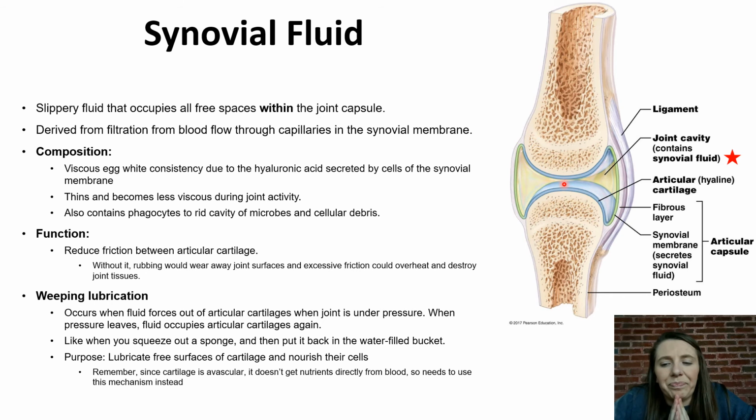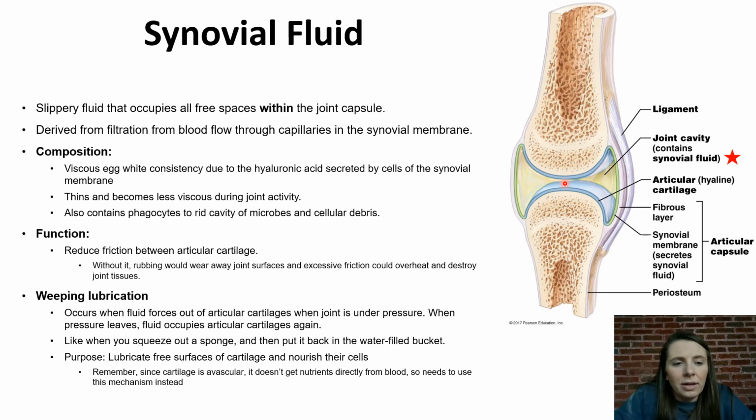Without this fluid, we can imagine that the rubbing together of these articular cartilages, if no fluid was present anywhere, would wear away the surfaces of the joint. And not to mention, just like rubbing your hands together really fast creates heat, any kind of excessive friction here could overheat, and that would destroy the tissues of the joint itself.